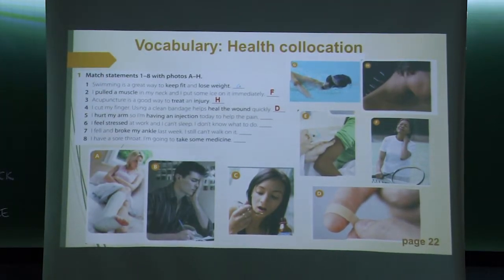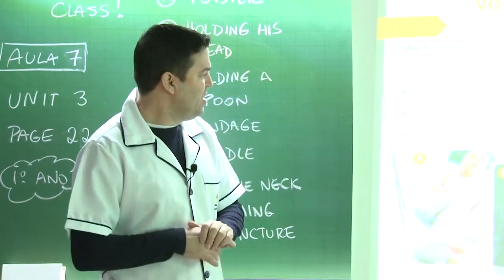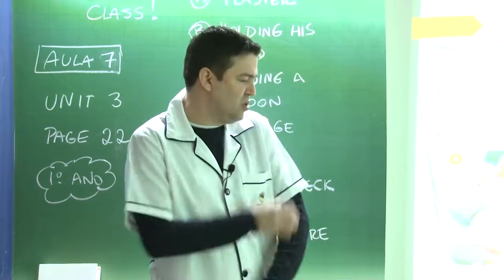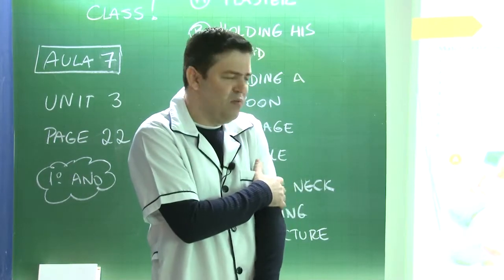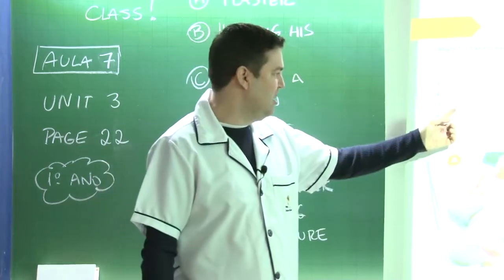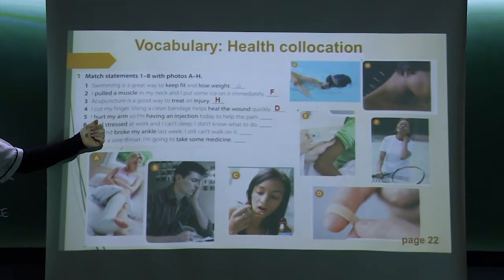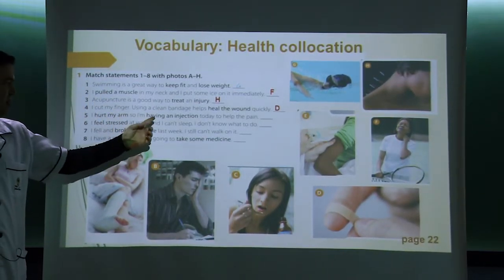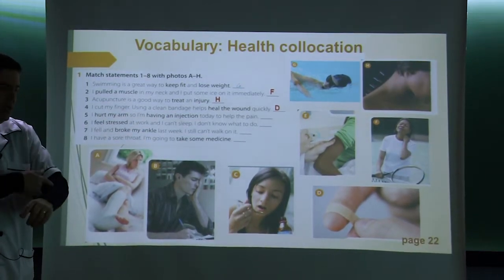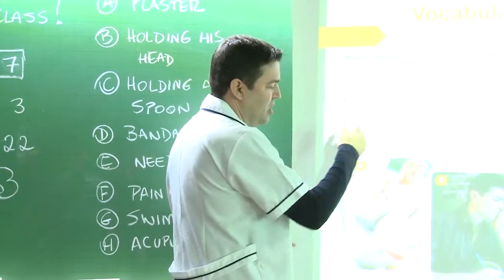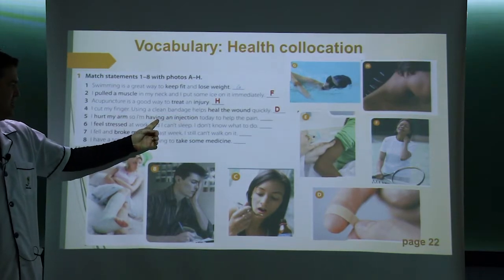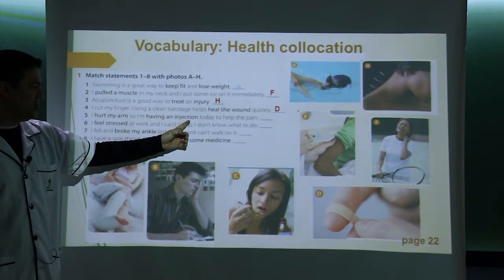That's what is happening here in the picture. Number 5, I hurt my arm, so I'm having an injection to help the pain. So somebody with an arm that was not okay, hurt, an accident. So to recover, to get back to normal, this person is having an injection. Hurt an arm, hurt a part of your body. So the collocation here is have an injection, right?